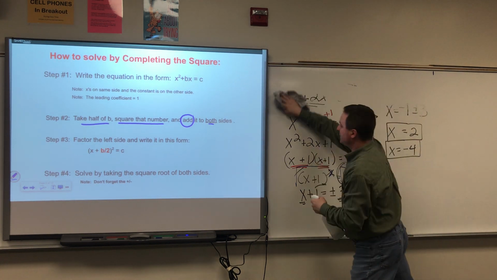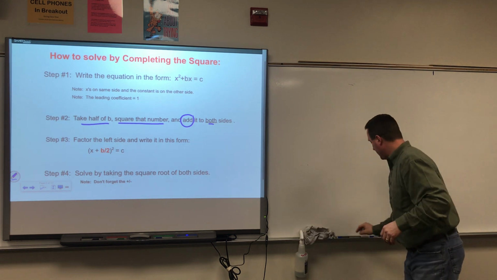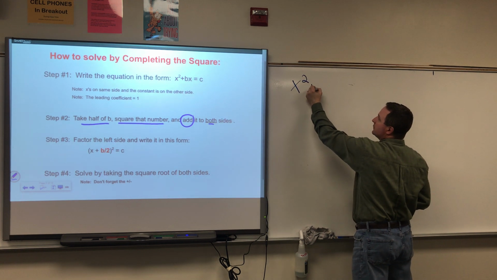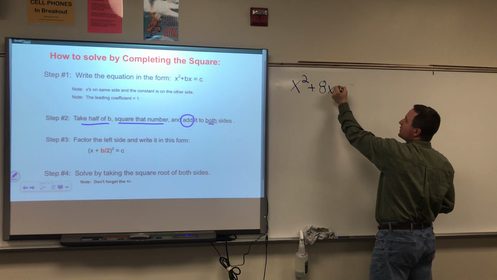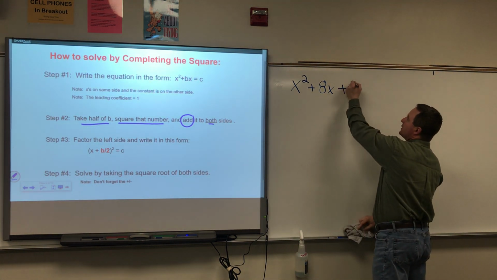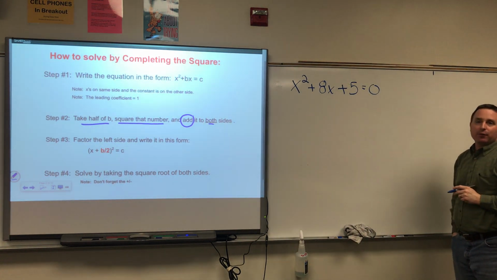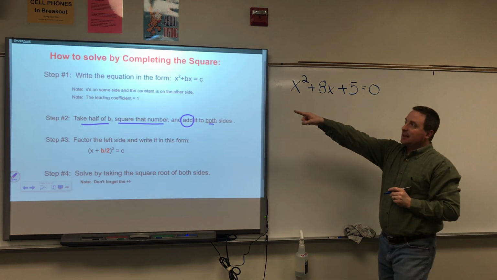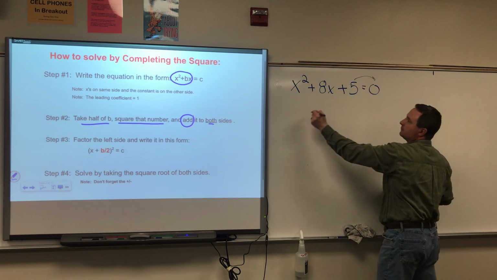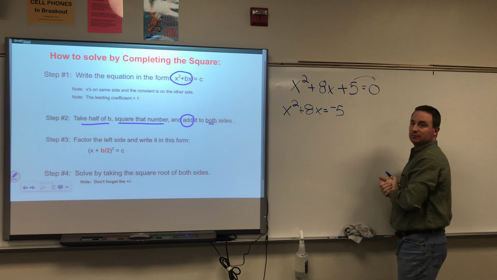Okay, let's see if we can take a look at another one. Okay, how about this? What if I had x squared plus 8x plus 5 equals 0. So what if I started it out there in standard form? Okay, as it says in step number 1, I need to get it so that just the x's are on the same side. I'm going to move my 5 over. X squared plus 8x equals negative 5.